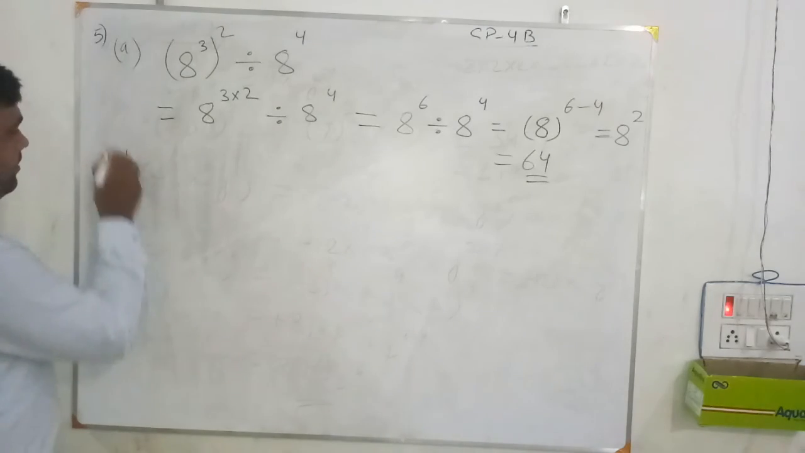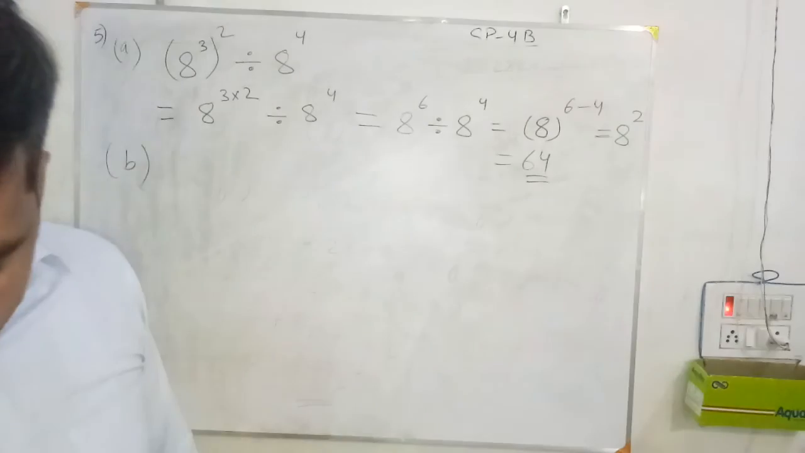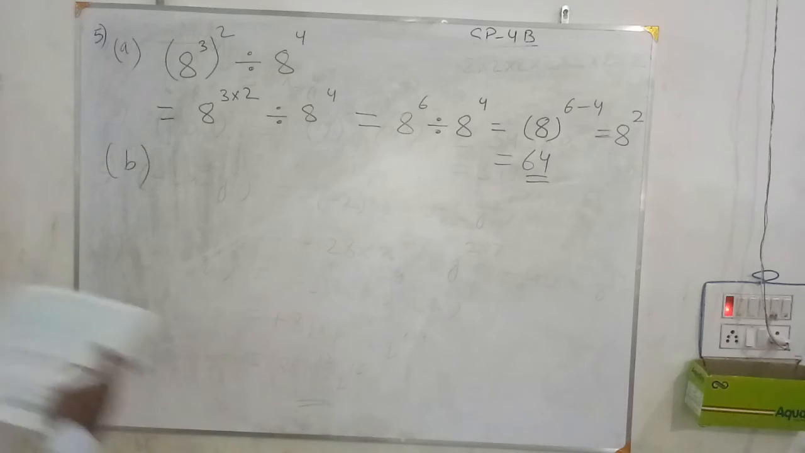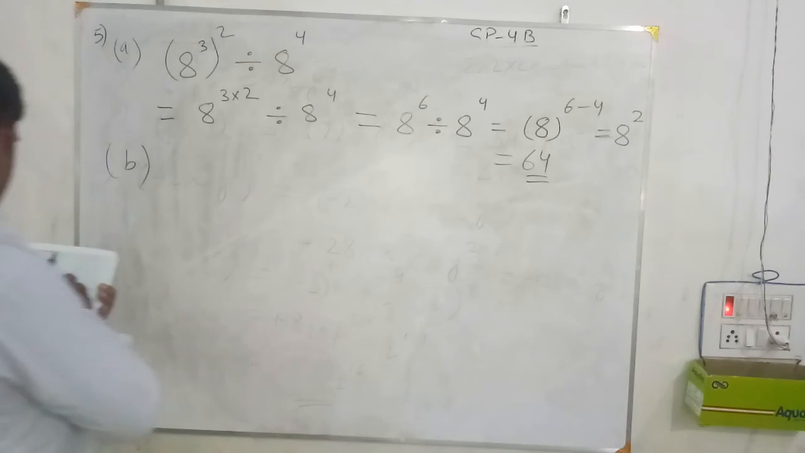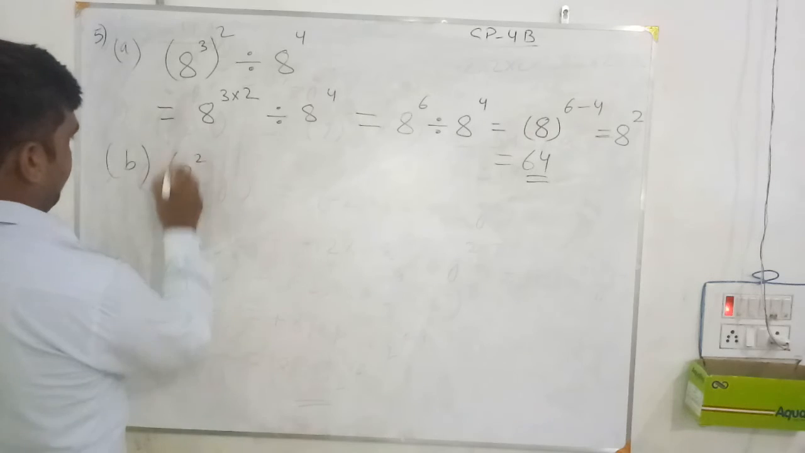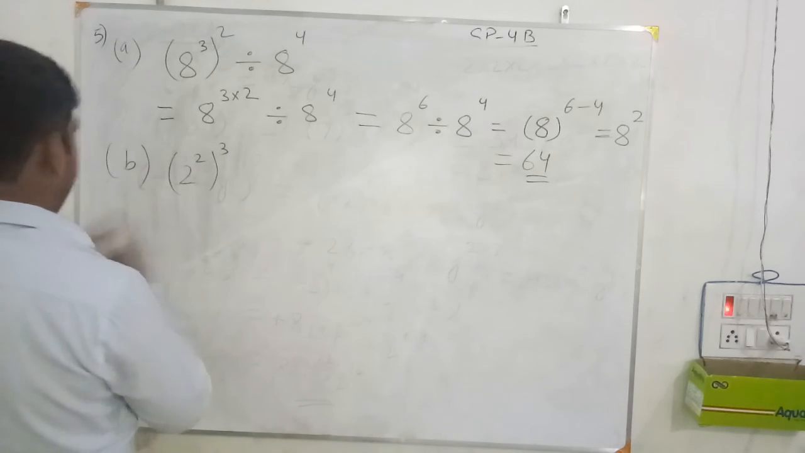Next, B. Question number B: 2 square whole to the power cube, multiply 5 square.